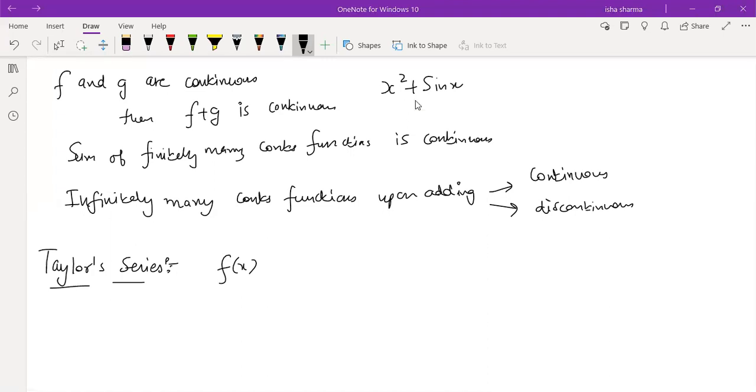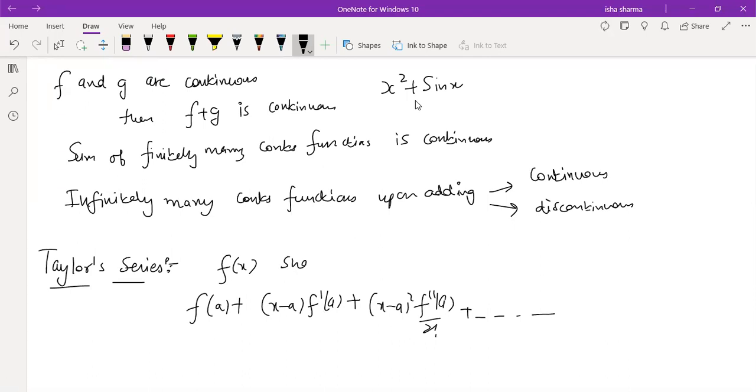If you remember the Taylor series expansion of a function about a point a: f of a plus (x minus a) f dash a plus (x minus a) square f double dash a by 2 factorial and so on. The terms keep on increasing, and the nth term of this series involves the nth order derivative of the function. So the condition was that this f of x should be a smooth function, infinitely many times differentiable. This belongs to the class of C infinity functions. This is the notation, but actually it means that it should be infinitely many times differentiable.